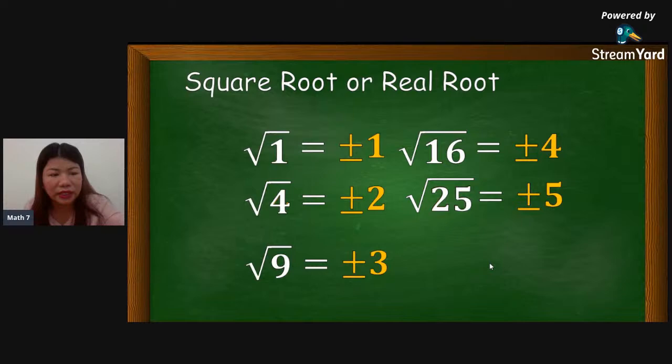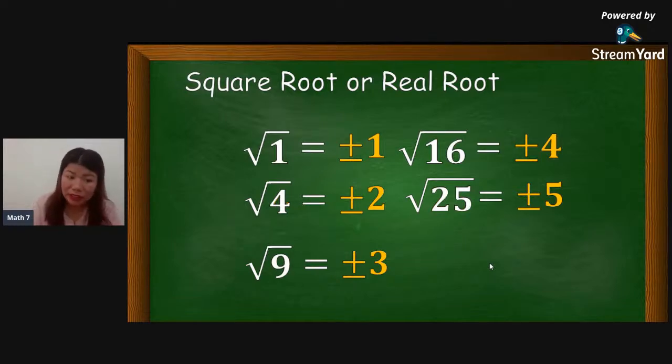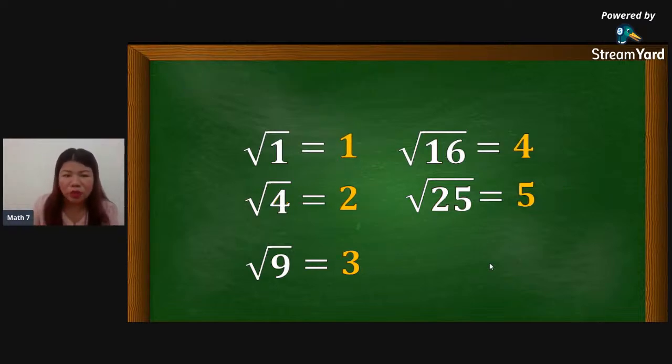Okay? Always remember that. When we are pertaining to the real root, you should have two sign. It's either positive or negative. Okay? Square root of 289 is equal to positive or negative 17. Okay. What about the next one?